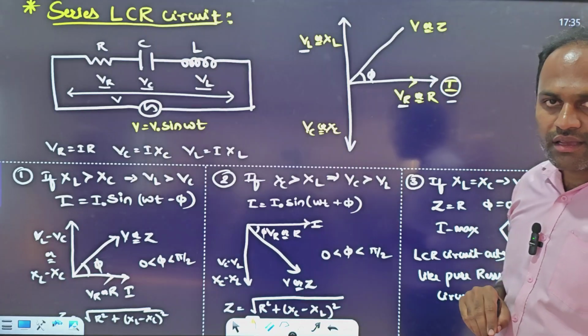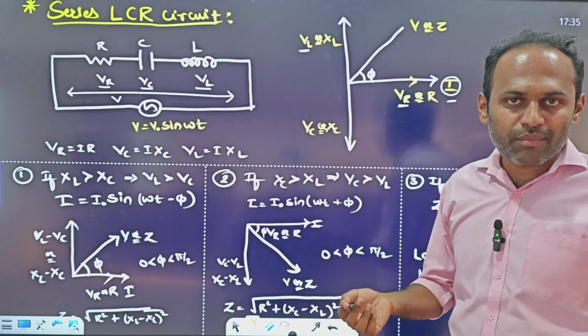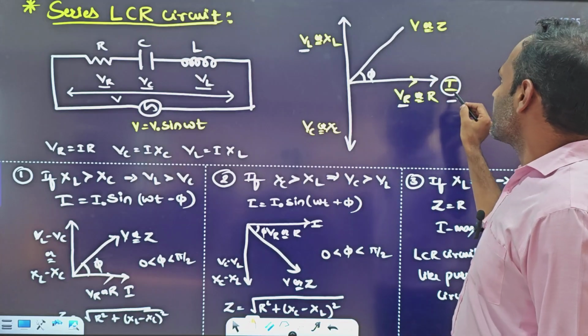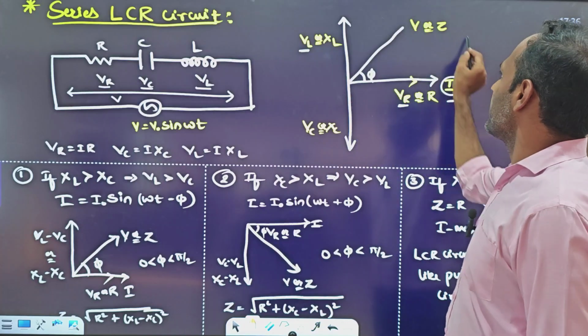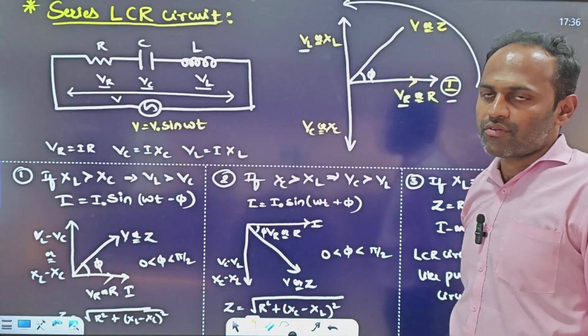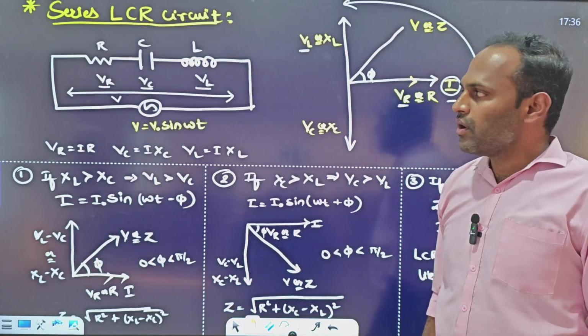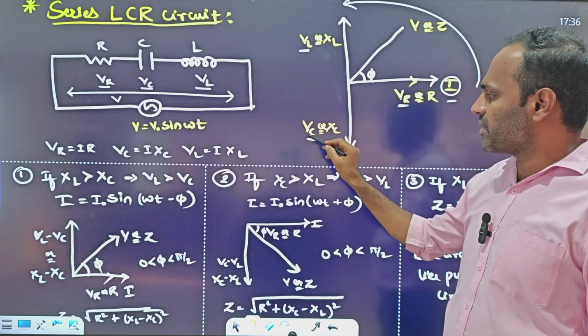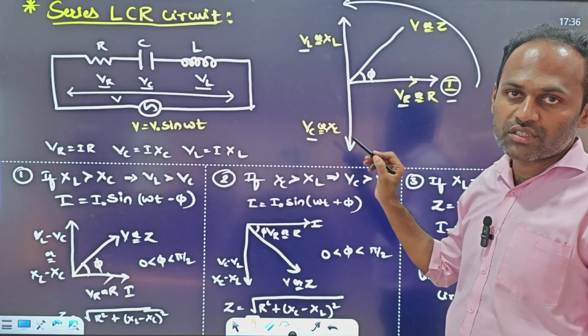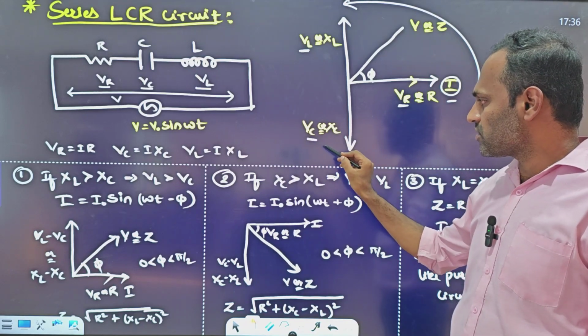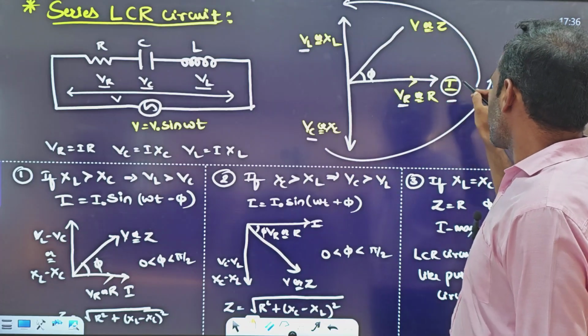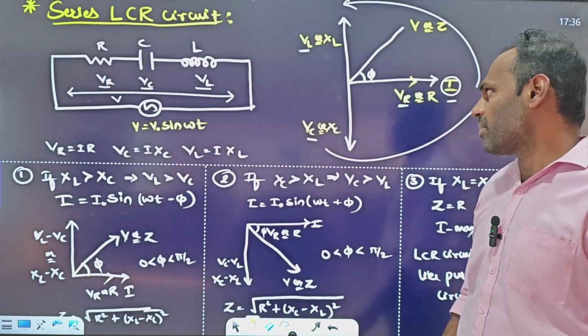In an inductor, voltage leads current by pi by 2. That's why voltage across inductor should be 90 degree ahead of current. It should be forward than current by 90 degree. What about capacitor? Voltage across capacitor, here current should be leading voltage by 90 degree. So here is voltage across capacitor and here is current. So current is leading voltage across capacitor by pi by 2.